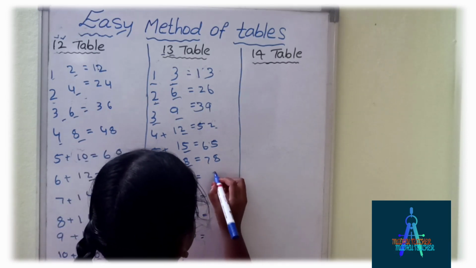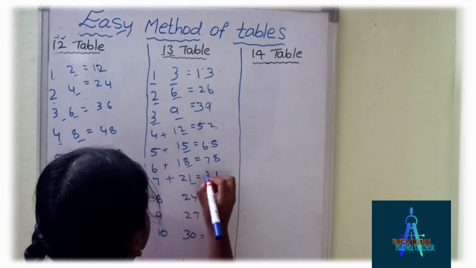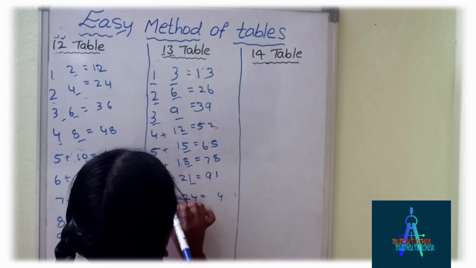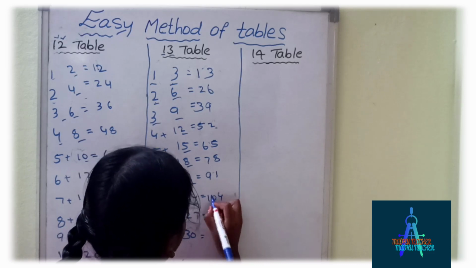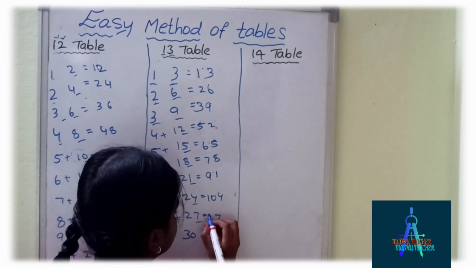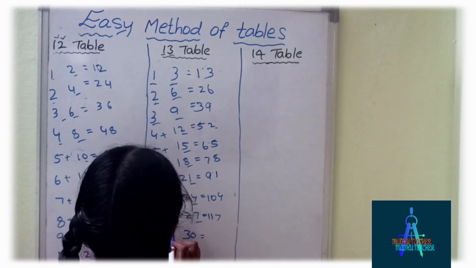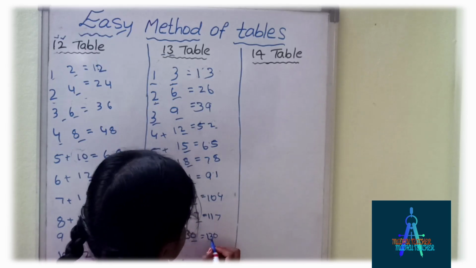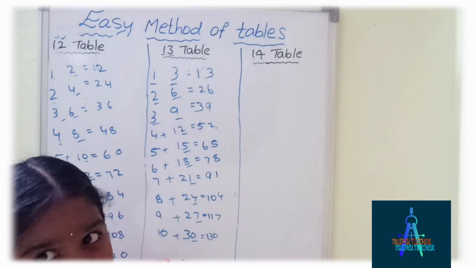Next, 1 as it is, 7 plus 2 is equal to 9. Next, 4 as it is, 8 plus 2 is equal to 10. Next, 7 as it is, 9 plus 2 is equal to 11. Next, 0 as it is, 10 plus 3 is equal to 13. This is the easy method of 13 table.